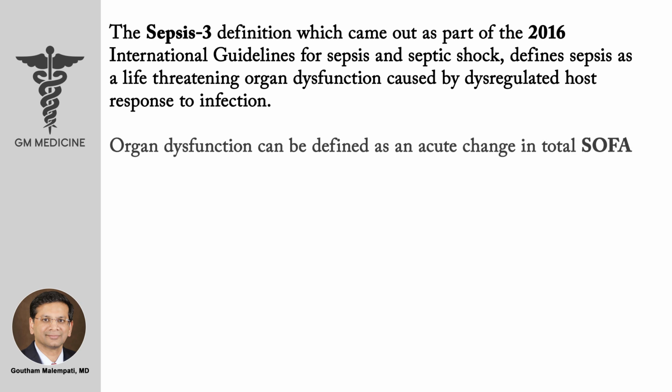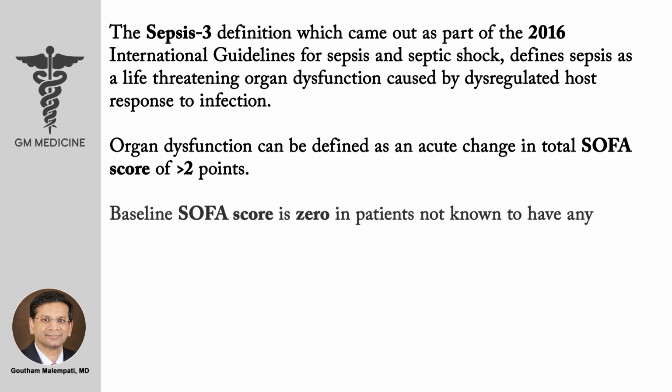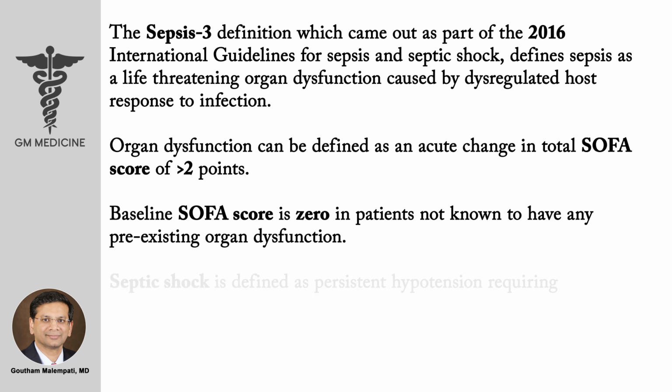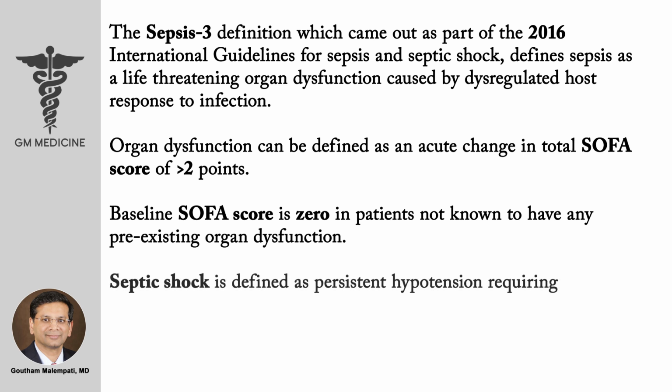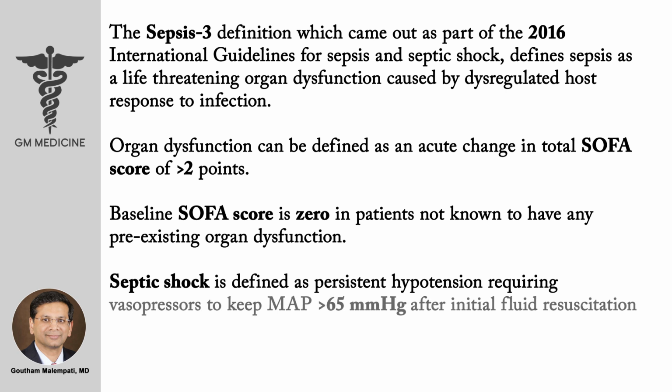Organ dysfunction can be defined as an acute change in SOFA score of greater than or equal to 2 points. Baseline SOFA score is 0 in patients not known to have any pre-existing organ dysfunction. Septic shock is defined as persistent hypotension requiring vasopressors to keep mean arterial pressure greater than 65 mmHg after initial fluid resuscitation and having serum lactate greater than 2 millimoles per liter.